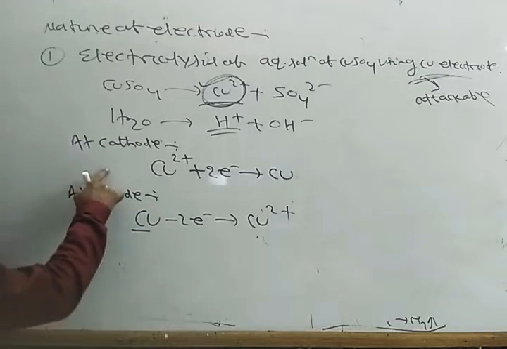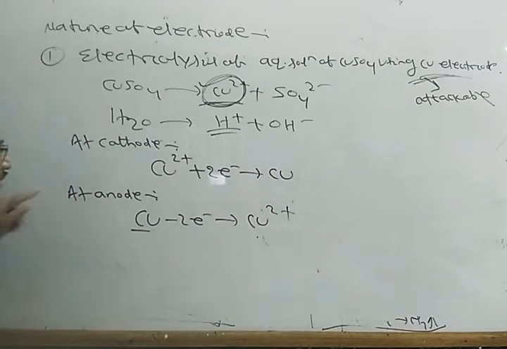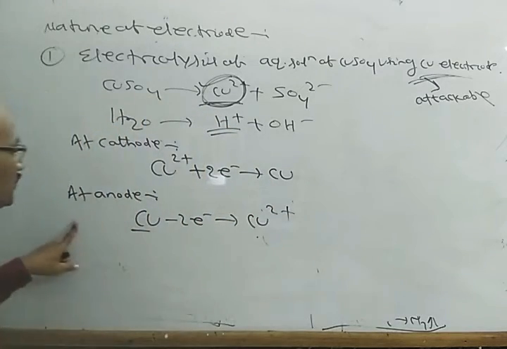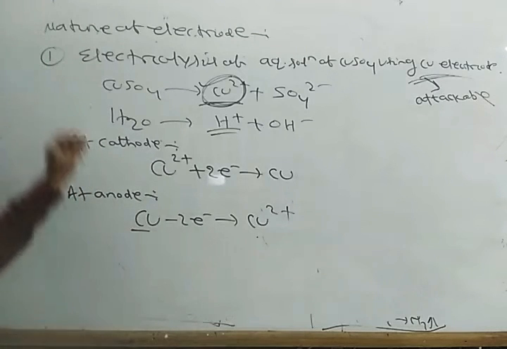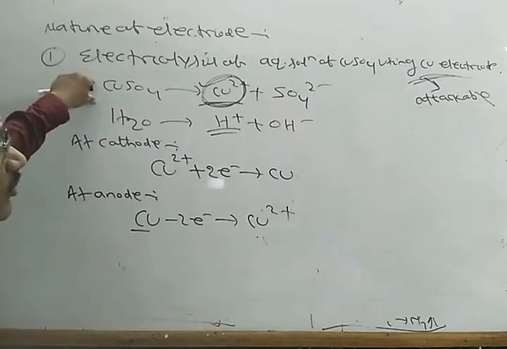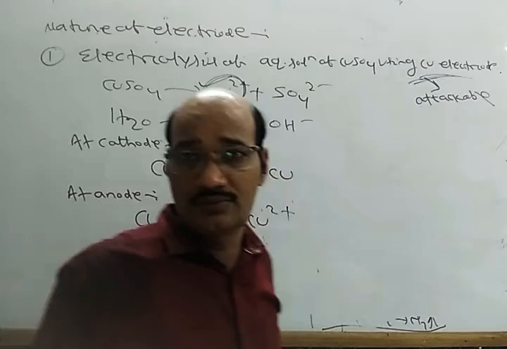And at the cathode the Cu2+ will convert to Cu. So at the cathode copper will be deposited, and here this copper will undergo oxidation, right? So this is the electrolysis of your copper sulfate solution using a copper electrode that's attackable.